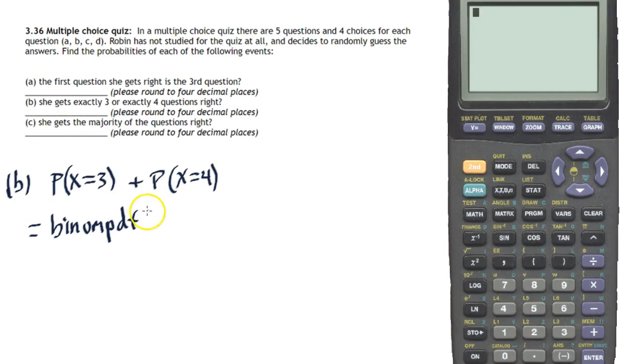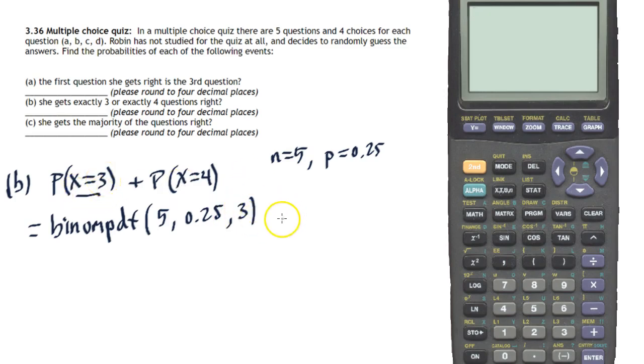Our n has to do with our sample size, or the number of trials. So that's 5. I'll write this up here, n equals 5, and it can be the same for each. And the probability of getting correct is 0.25. So that's 5, 0.25, and we want to get 3. X equals 3. Then we want to take a binomial PDF of 5, 0.25, and then we want 4.